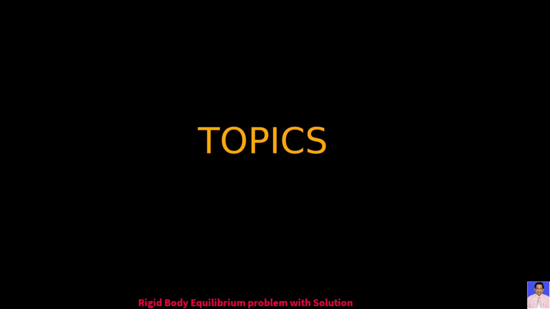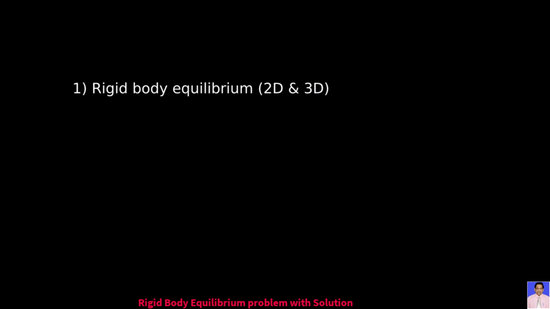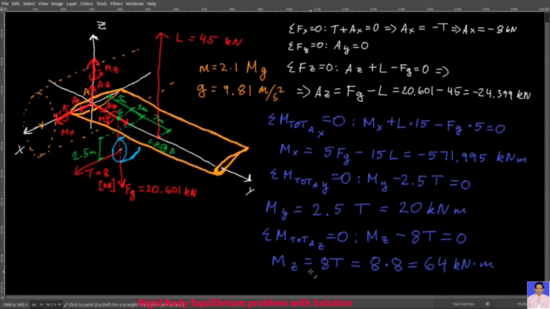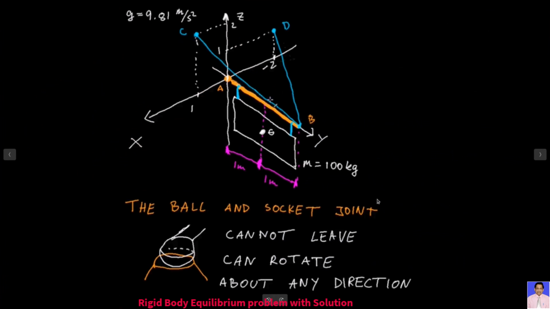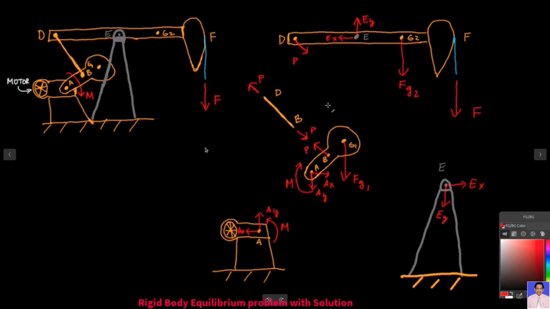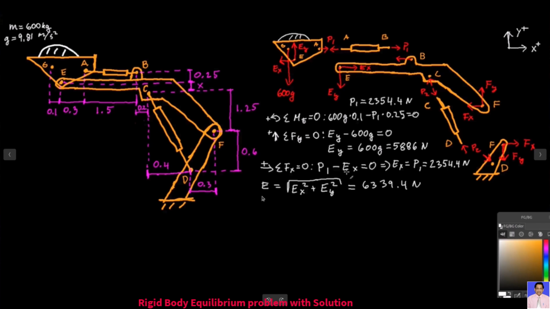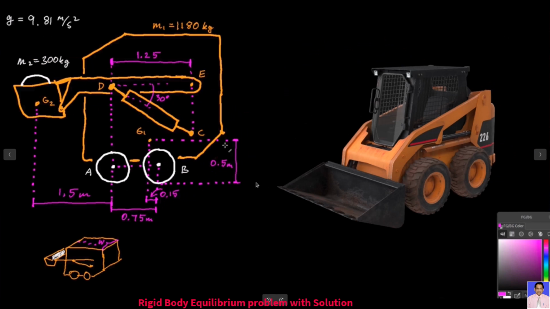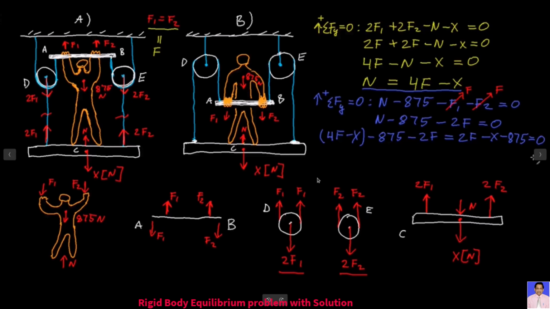We will start with rigid body equilibrium problems in 2D and 3D. You will learn how to calculate support forces and moments for all kinds of structures, like a wing of an airplane or the support structure for flags. We will then cover the topic frames, pulleys, and machines, in which we study how forces are transferred from link to link in multi-member bodies such as an oil pumping unit or an excavator arm or the arm of a skid steer loader or a pulley system.